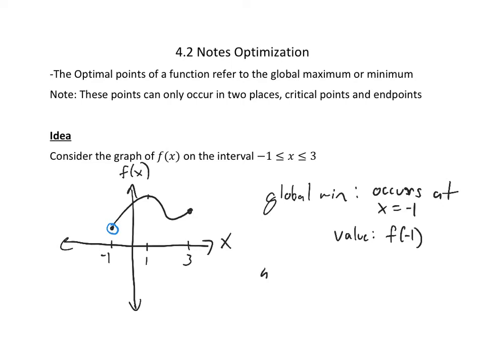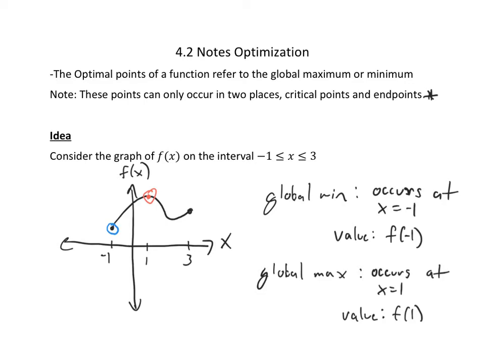Now let's talk about the global max. The global max would occur at this point here because that is the greatest possible function value on our graph. So the global max occurs at x equals 1, and it would have a value of whatever f of 1 is. Now here's what is important about this note up here, that this must happen at critical points or at endpoints.